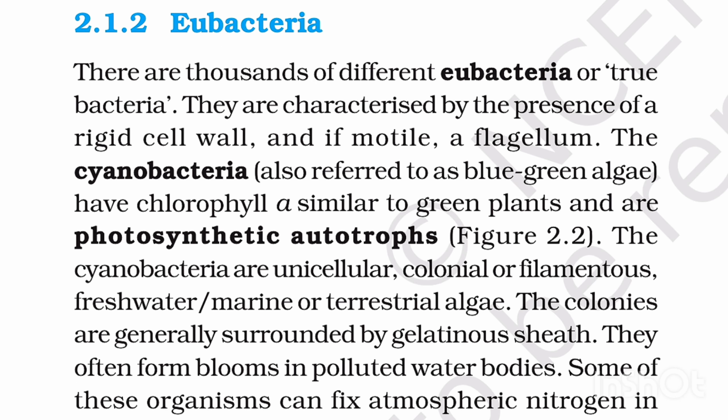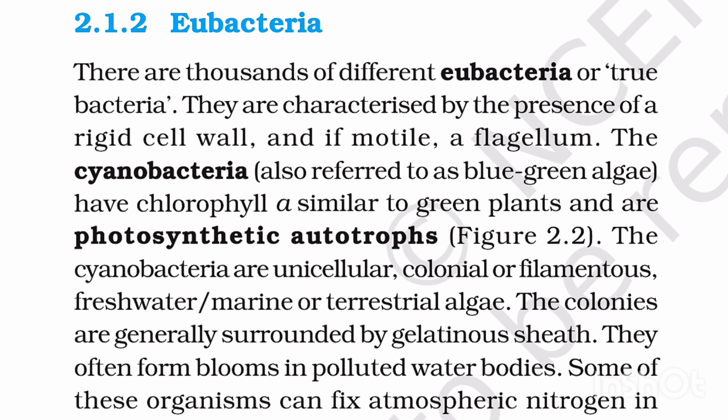Eubacteria. There are thousands of different eubacteria, or true bacteria. They are characterized by the presence of a rigid cell wall, and if motile, a flagellum. The cyanobacteria, also referred to as blue-green algae, have chlorophyll, similar to green plants, and are photosynthetic autotrophs. Figure 2.2. The cyanobacteria are unicellular, colonial or filamentous, freshwater, marine or terrestrial algae. The colonies are generally surrounded by a gelatinous sheath. They often form blooms in polluted water bodies.